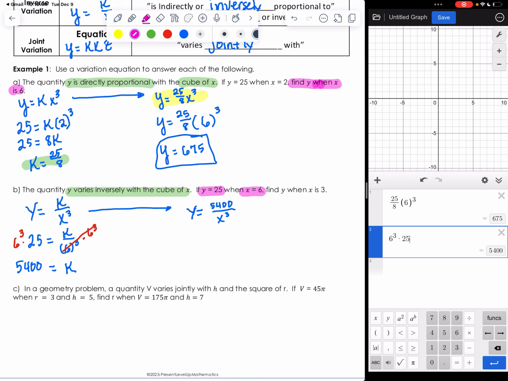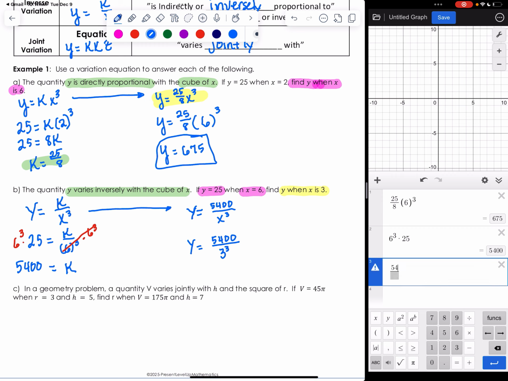Let me highlight the final question. It said find y when x equals 3. Find the value of y when x equals 3. So y equals 5,400 over 3 cubed. So I can put that in my calculator, 5,400 over 3 cubed, which would be a value of 200.